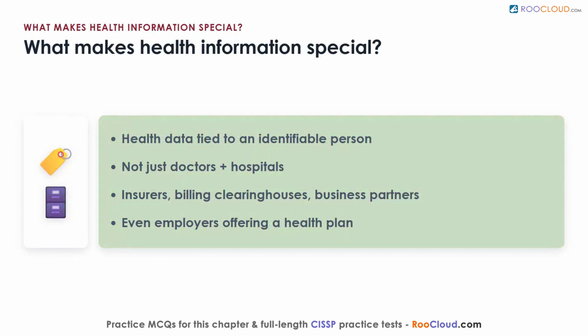What makes protected health information a special case? It is health data tied to an identifiable person, and strict rules govern it. People assume only doctors and hospitals carry this duty, but the reach is far wider. Insurers, billing clearinghouses, and their business partners all fall under it. Even an employer offering a health plan may end up handling it. Treat any record touching someone's physical or mental care as protected.